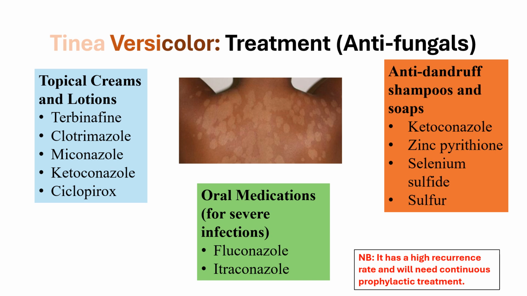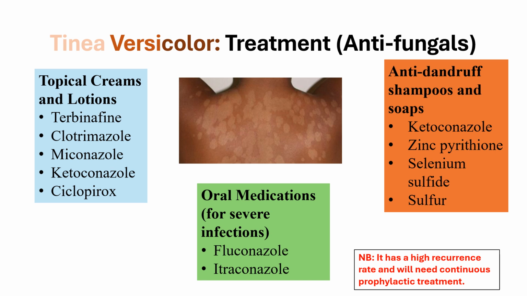So the treatment: there are many antifungal drugs that can be used to treat Tinea versicolor. We have topical creams and lotions, oral medications for severe infection, and also anti-dandruff shampoos and soaps can be used. Under the topical creams and lotions, we have terbinafine, clotrimazole, miconazole, ketoconazole, and ciclopirox. Under the oral medications for severe infections, we have fluconazole and itraconazole.